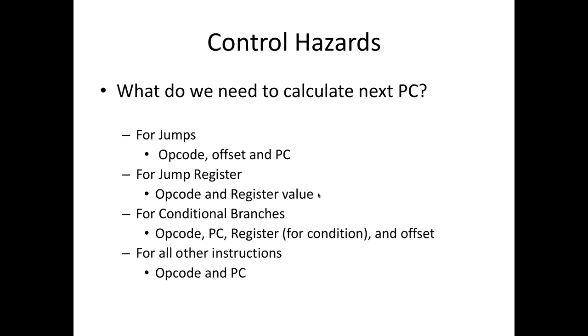For conditional branches, we need the opcode, the program counter, and the register that we're using for the conditional. So if it's like branch if not equal to zero or branch EQZ or whatever, then we need to know which register we're looking in. And then we also need the offset. And for everything else, all we need is the opcode and the current program counter, right? For everything else, it's just going to be plus four. If it's not a branch or a jump, then we'll just go to the next instruction.